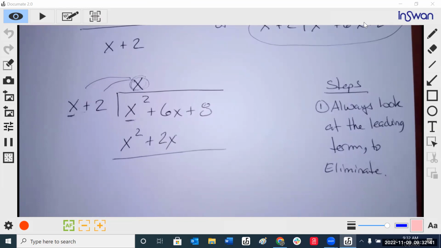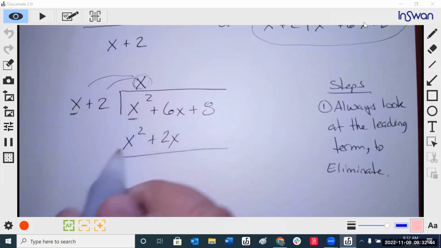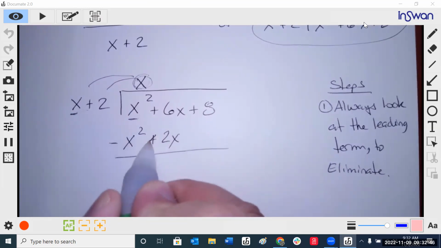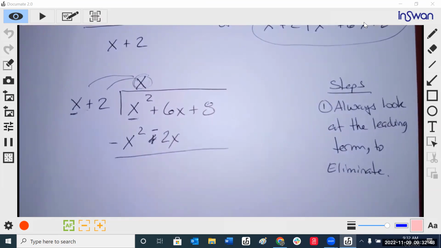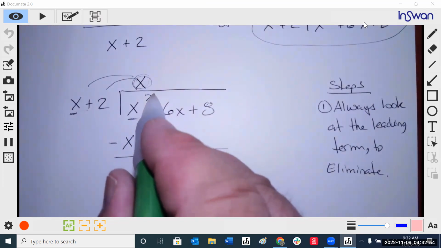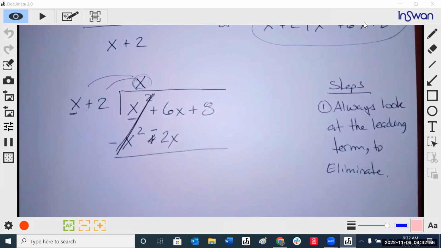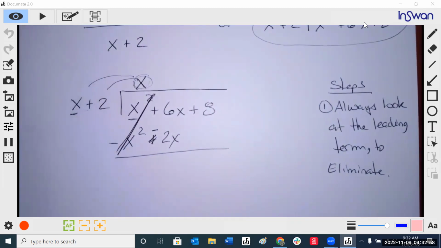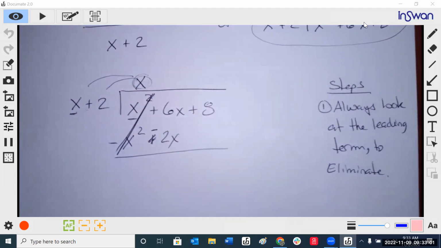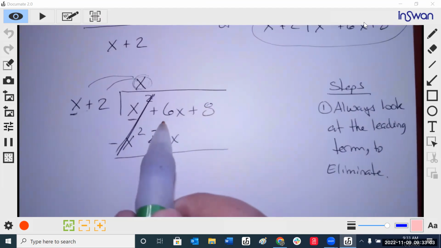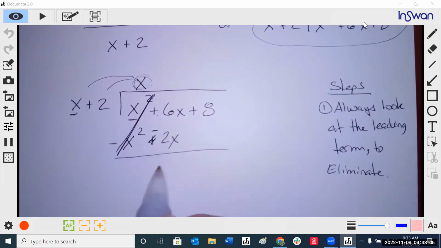Same as last time. I said change, then add. So at this point, change these signs and add. X squared minus x squared, the leading terms have to cancel. If they don't, you did something wrong. So we have positive 6 minus 2, that's a positive 4x. Bring down everything else.